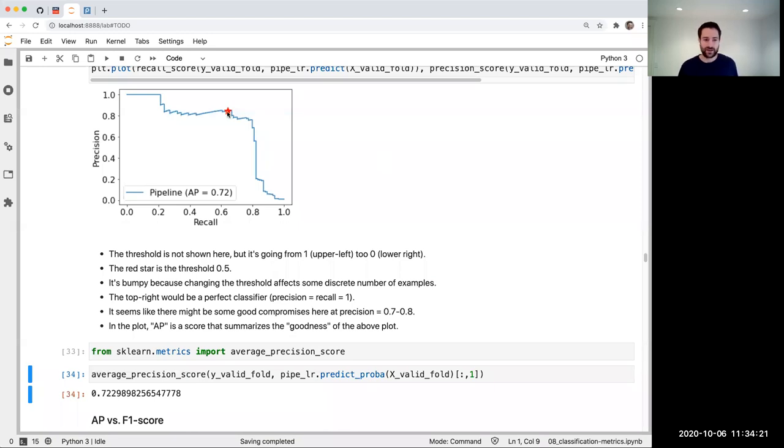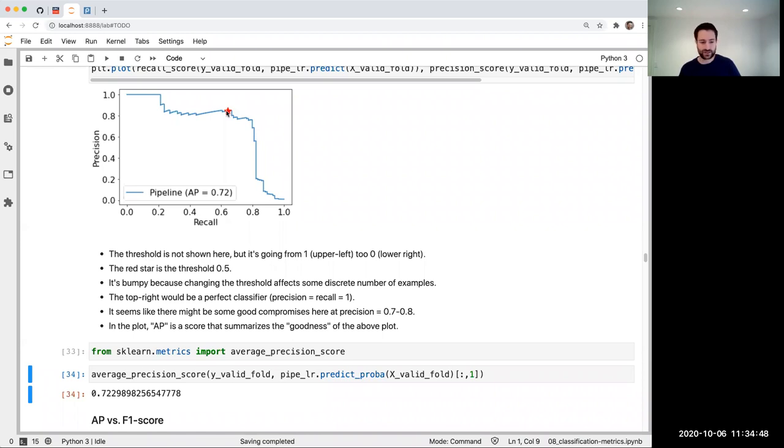The red star is where the threshold is 0.5. So remember, the threshold is changing along this curve, although it's not shown. And the red star is kind of the default behavior, where the prediction comes from thresholding the probability score at 0.5. And so that's just the default. That's what's going to happen if you call .predict.